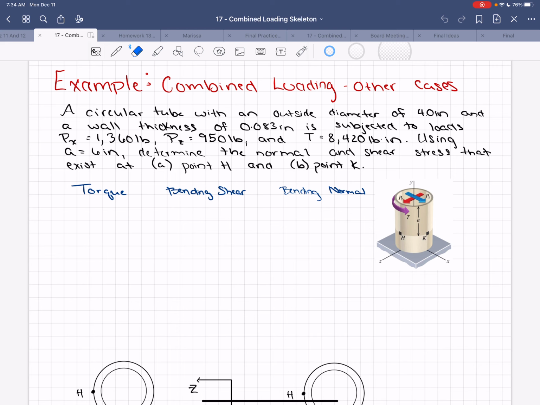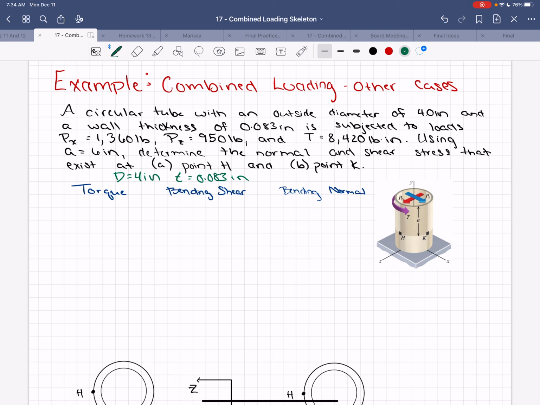I have a given and find here. I'll just write it in a different color. So we have outside diameter equals 4 inches, a wall thickness t equals 0.083 inches. So to get the inside diameter for our calculations, we'll subtract that twice.